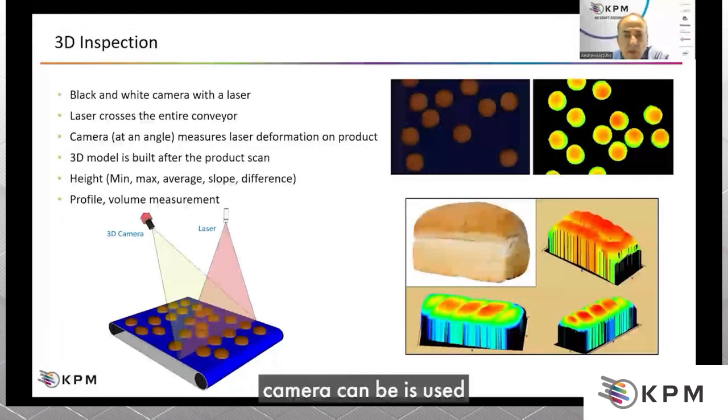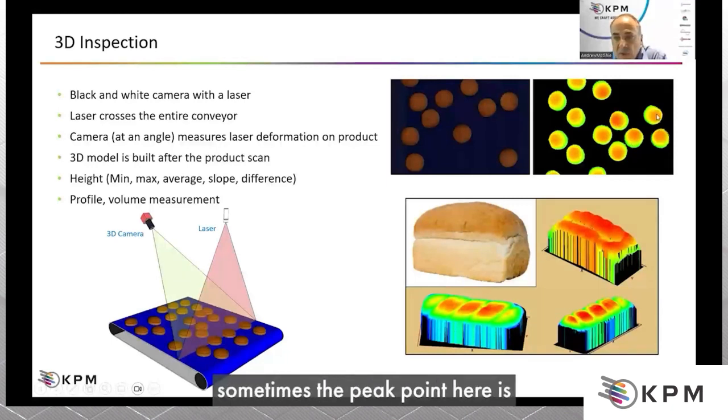3D camera is used for most of our inspection systems. You can see here, we can see a lot of information. On a bread loaf, we can see whether it's sloped, whether it's the right height. On hamburger buns, you can see that sometimes the peak point here is off center. So in this particular case, this bun's going to be sloped. Now you can set a parameter again to say you don't want them too sloped, but a little bit of slope is okay. But again, you have the ability to set those parameters.